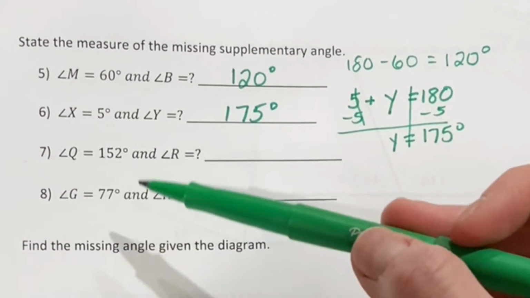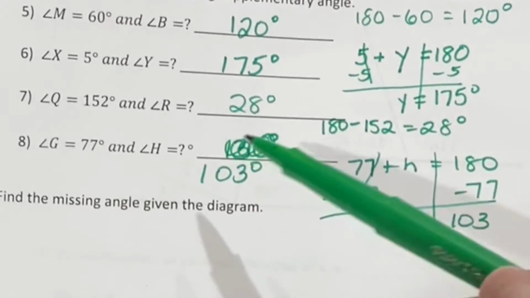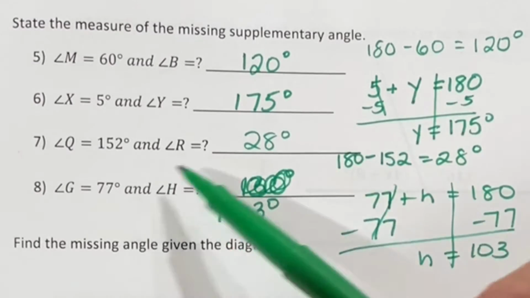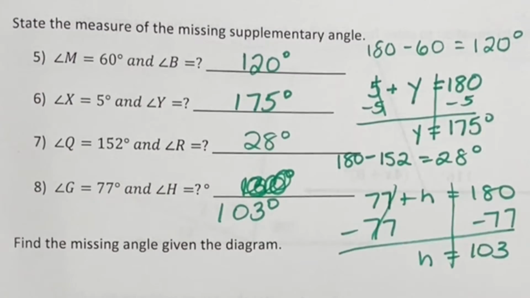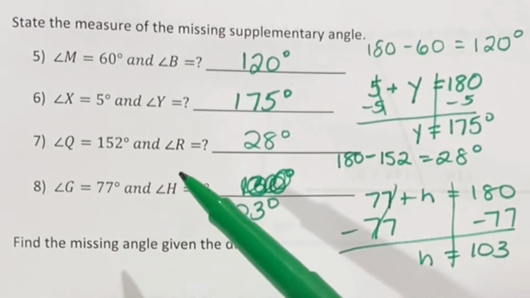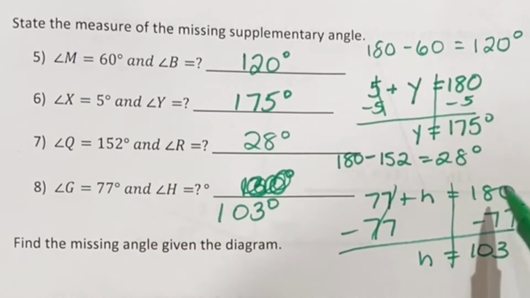So I'd like you to try 7 and 8 and come back to check your answers. So if I take a look, angle Q is 152. So if I do 180 minus 152, I got 28 degrees. Then for number 8, my angle is 77 degrees. I need to figure out what the other angle was. So 77 plus angle H would give me 180 degrees. So I subtracted 77 from both sides and figured out that angle H needs to be 103 degrees.